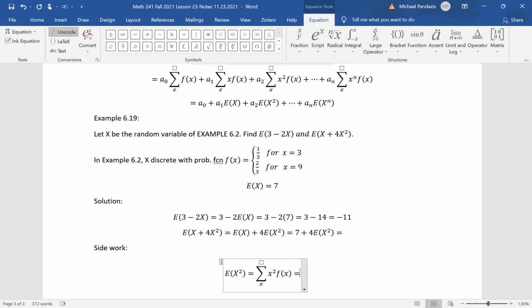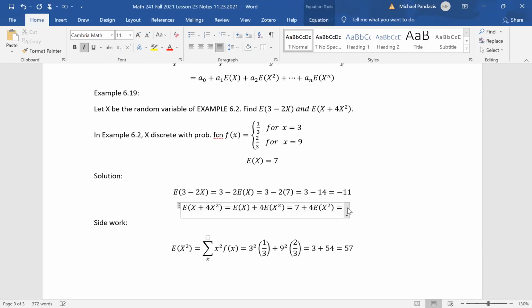The two possible values are 3 squared times the probability x is 3, which is 1/3, plus 9 squared times the probability x equals 9, which is 2/3. That's 3 plus 54, so that's 57. Okay, so E of X squared is 57. So this is 7 plus 4 times 57, which is 7 plus 228, and that's equal to 235.